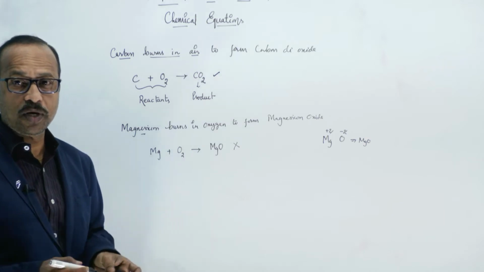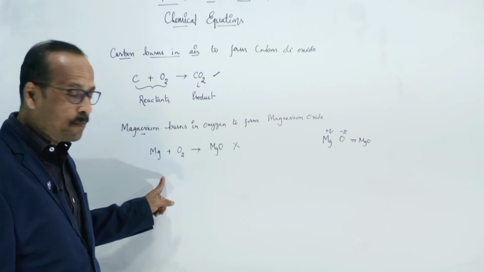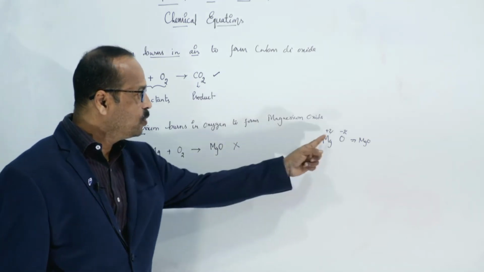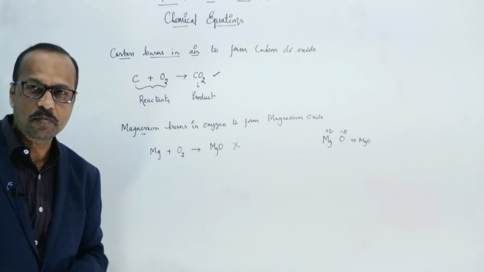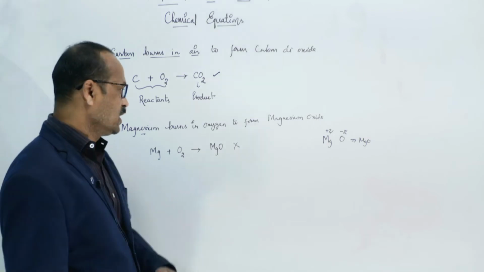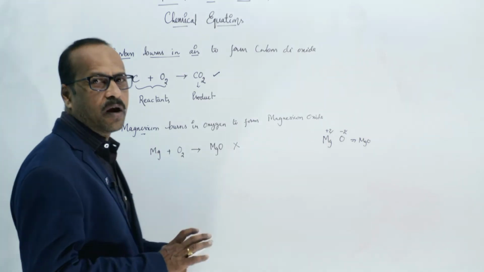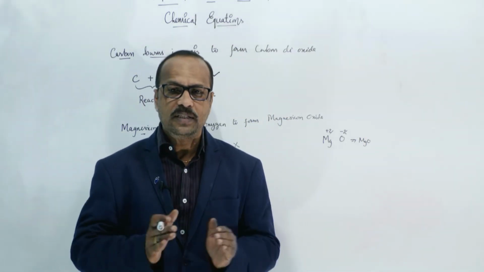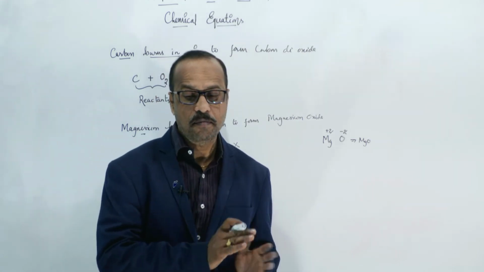Now the question arises, why? Sir, I have written correct only. Magnesium symbol is Mg, oxygen formula is O2, magnesium oxide formula is MgO. According to the crisscross method that we practiced, then why can the teacher not give the marks to me? So students, you see here there is one law. That law is called the law of conservation of mass.